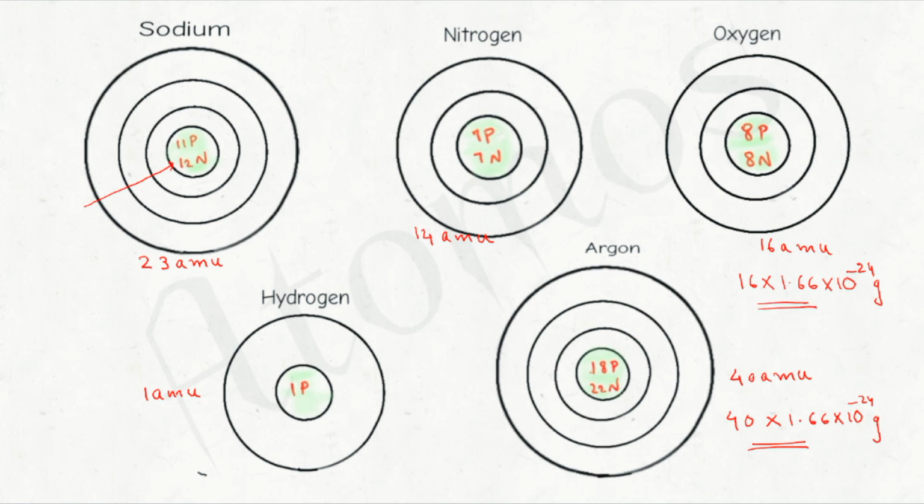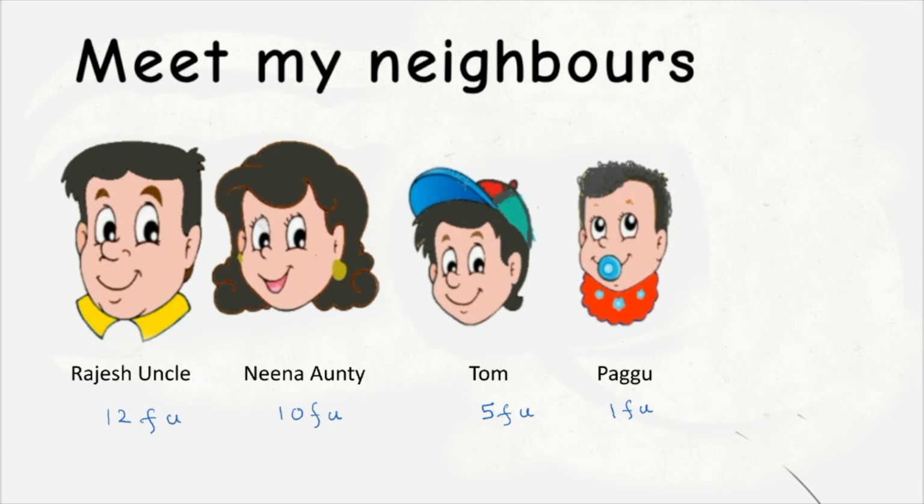So from here onwards, whenever we are speaking about the mass of an atom, it will be there in atomic mass unit. Okay, and if it is needed, that time only we will convert it into gram. So, Nina auntie expressed her weight in fatty unit as 10 fatty unit. But someone is asking her, what will be your weight in kilogram? That time itself she can convert it. How? 1 fatty unit will be equal to 5 kg. So, what will be the weight of Nina auntie in kilogram? 50 kg only. Correct?